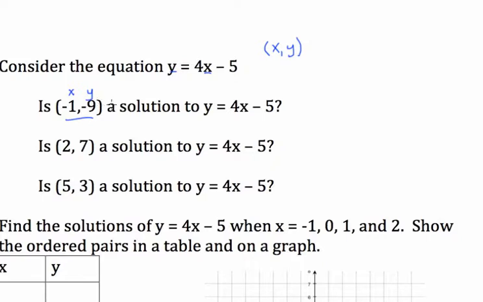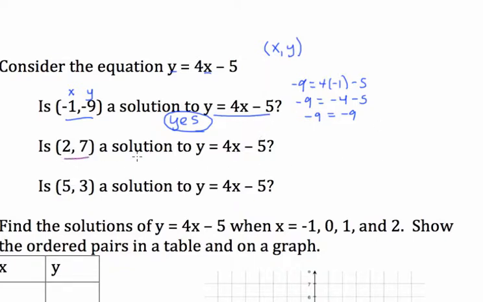-1 is your x-coordinate, -9 is your y-coordinate. Sub those in for x and y. I come up with a true equation. So yes, -1, -9 is a solution to y equals 4x minus 5. The point -1, -9 would also be on the graph of the line of this function, this equation. Let's look at the next one.